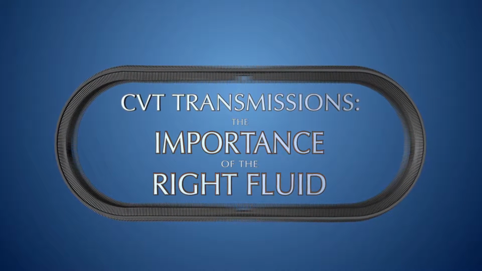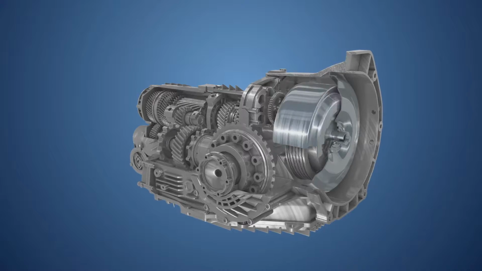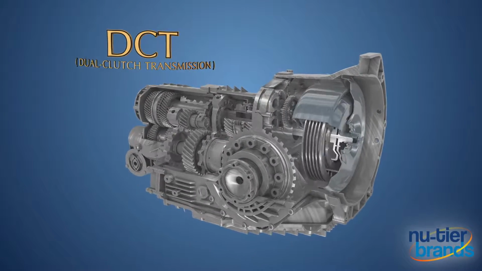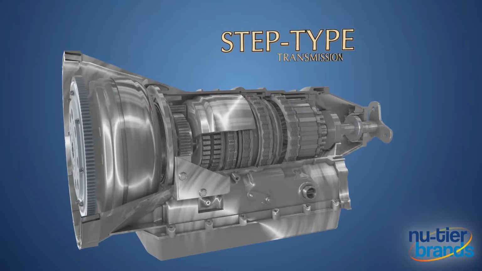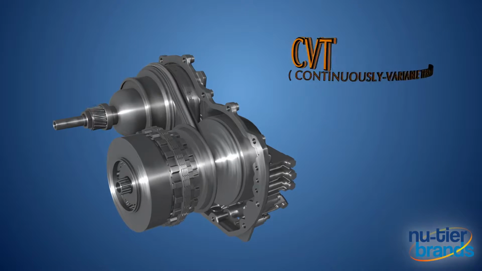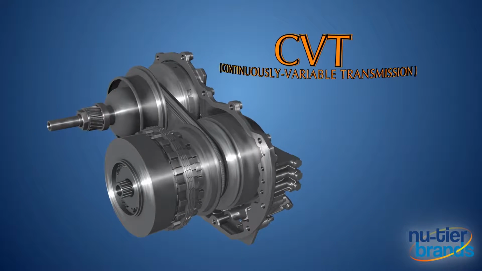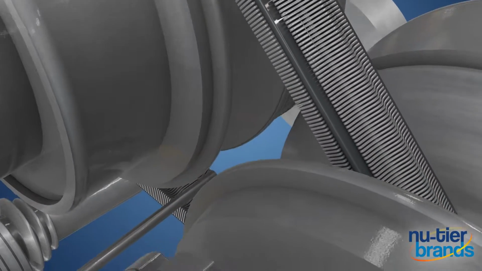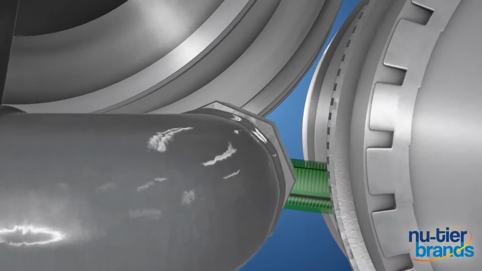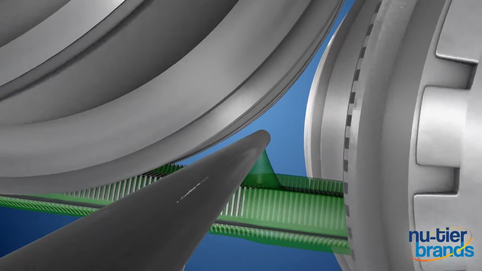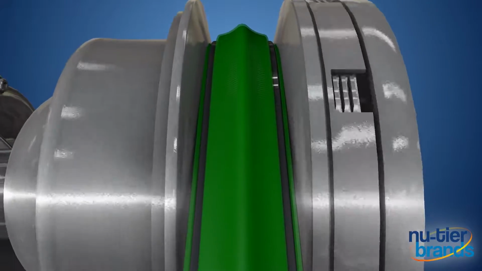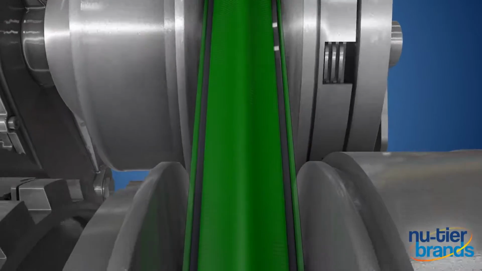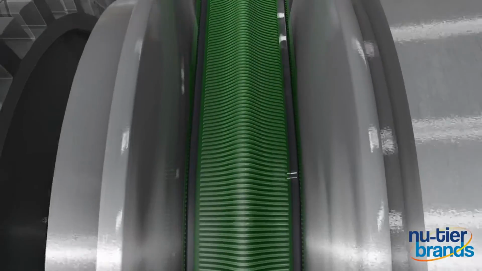There are three basic types of automatic transmissions: the dual clutch transmission, or DCT, the step-type transmission, and the continuously variable transmission, or CVT. This video will explain the basic operations of a CVT and why the right automatic transmission fluid is critical to its proper functioning and longevity, and to your driving safety.